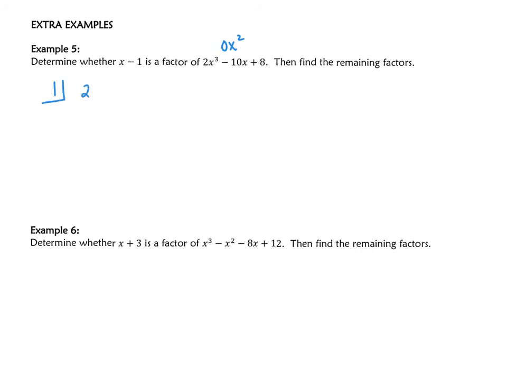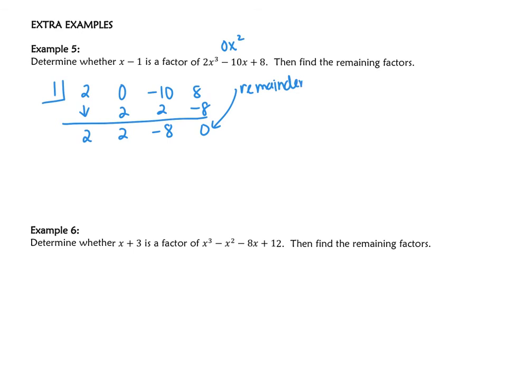Bringing our constants, we have 2x cubed, 0x squared, -10x, and 8. So we bring down our 2, multiply, add down, multiply, add down, multiply. Okay, remainder of 0 tells us, yes, we have a factor. What does that mean? It means x minus 1 is a factor.